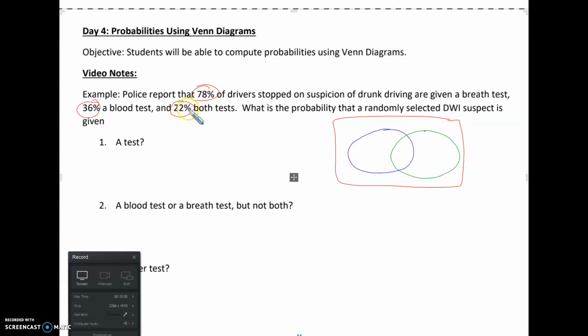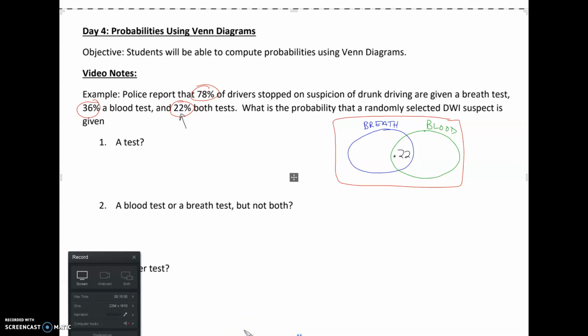So we're going to take a look at this right here. 22% both tests. We're going to put this right here. This is 0.22. There's our 22% both tests. Okay. So my blue circle over here, that's going to be the breath test. And then the green one is going to be the blood test. And some people are given both. Okay, so let's see if we can fill in the rest here.